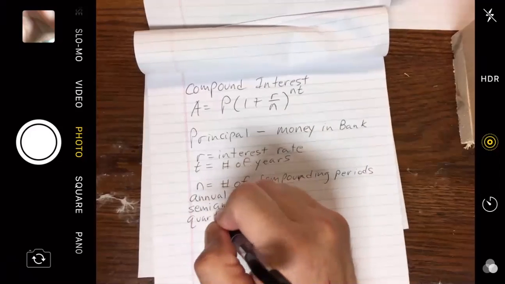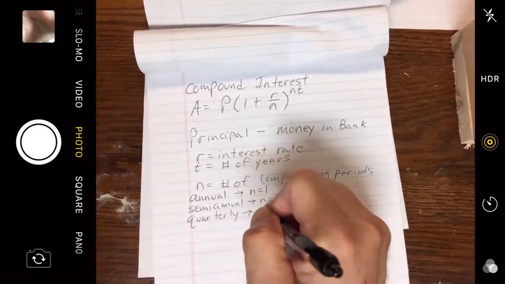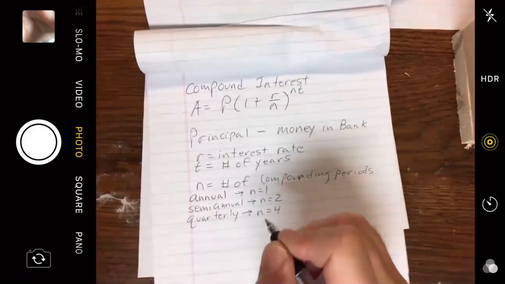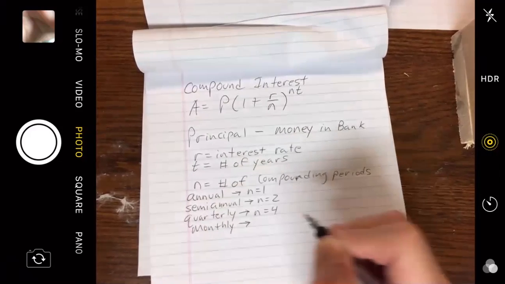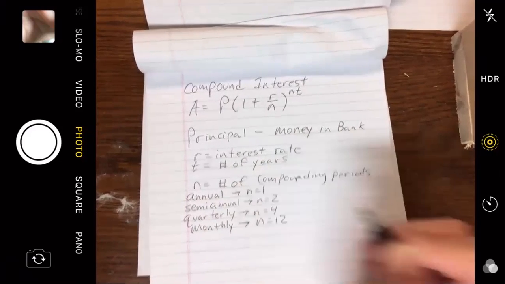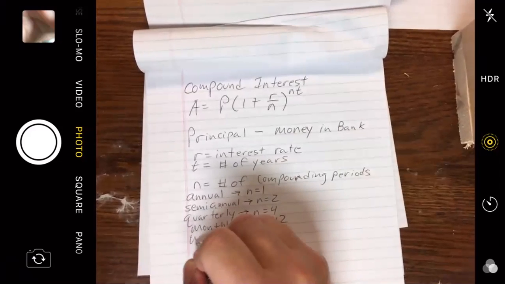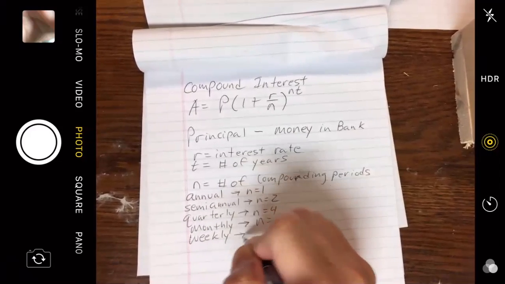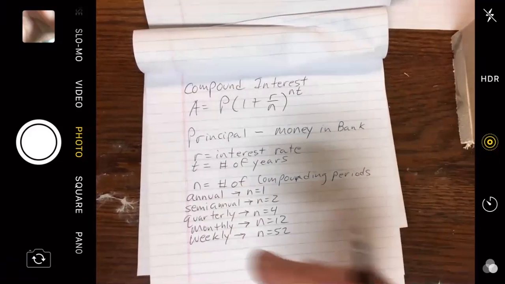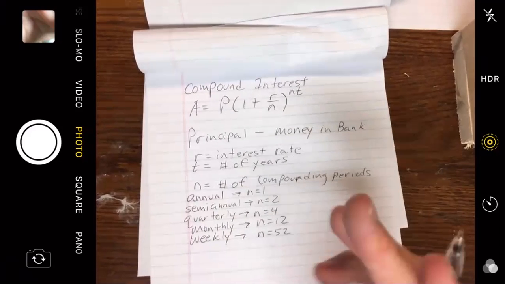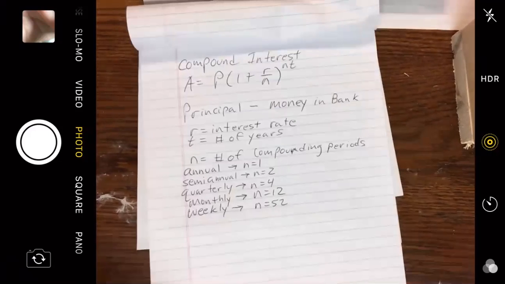Quarterly, N equal 4, 4 times a year, 4 quarters in a year. Monthly, that would be 12 months in a year. Weekly, that would be 52 weeks in a year. These are pretty much straightforward plug and chug kind of problems. I don't think I'll fill in all of 55. Maybe we'll just do 1 or 2 of them.